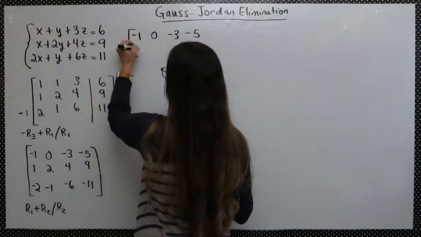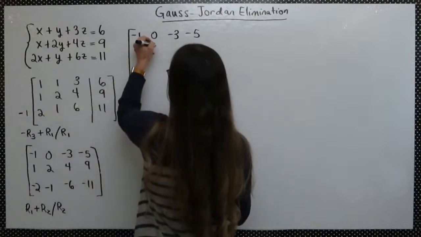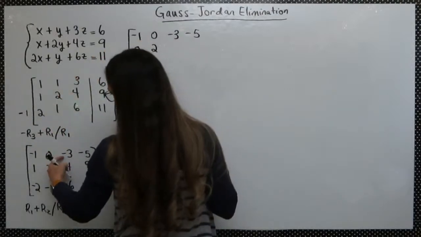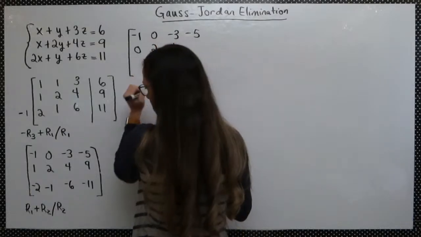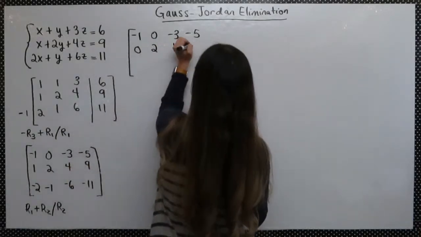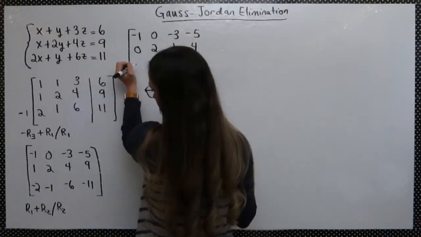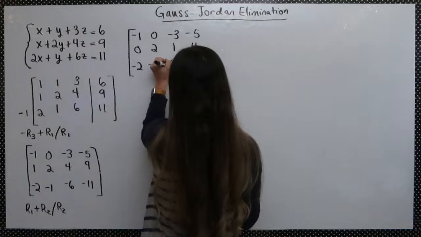So -1 plus 1 is 0. And 0 plus 2 is 2. And negative 3 plus 4 is 1. And negative 5 plus 9 is 4. And then we'll just add this one in here. Negative 2, negative 1, negative 6, negative 11.